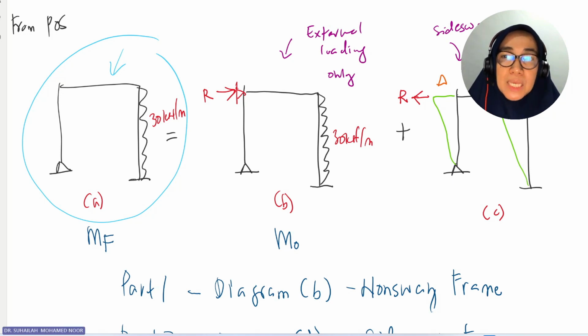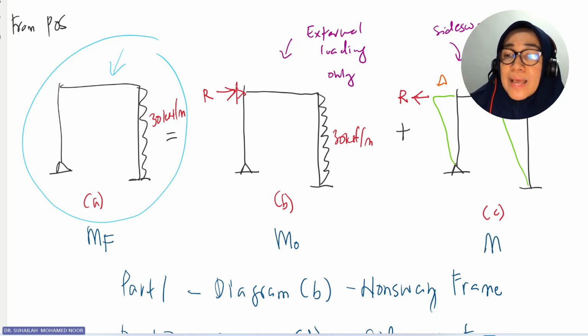And look at diagram C. Diagram C also has end moment, but we do not know the exact value because the delta is unknown. But by looking at this diagram, due to R there will be delta. Due to delta there will be fixed end moment, and due to fixed end moment there will be end moment. But the end moment in C is unknown. So we label this as M.